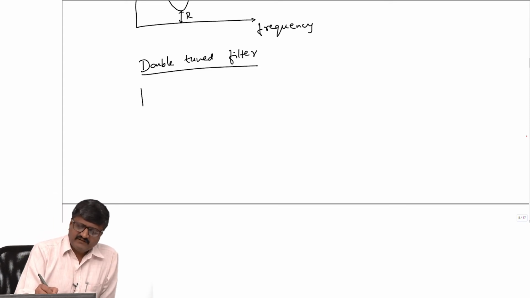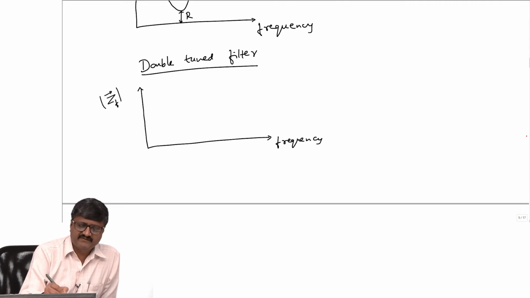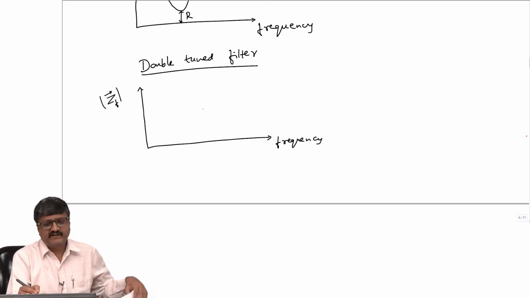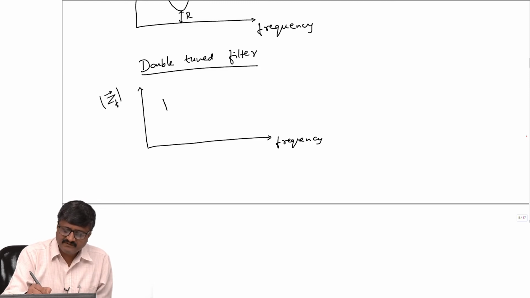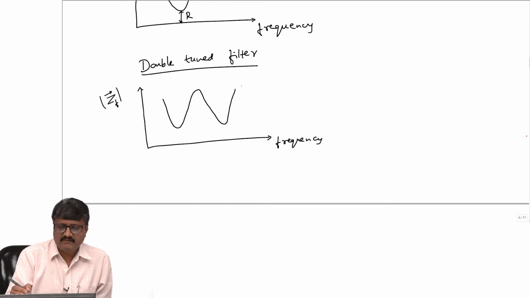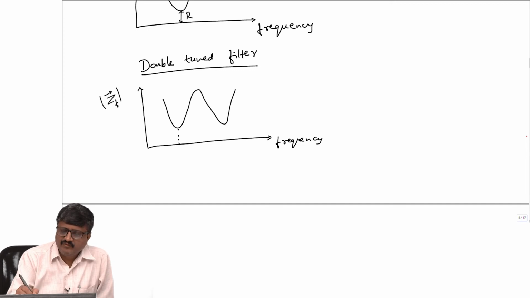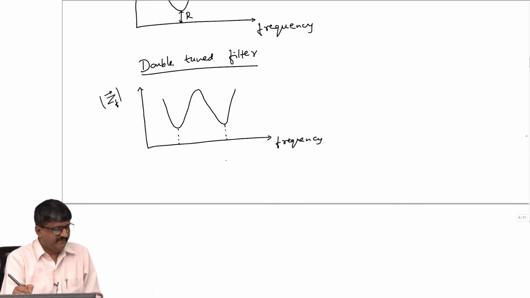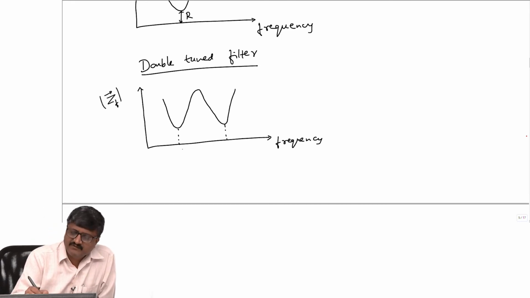the graph is like this. If I plot the magnitude of the filter impedance as a function of frequency, then I get two minima. Instead of one minimum, I get two minima. So, it is somewhat like this. Again, these two values of frequency at which I have minima are known as the resonant frequencies.